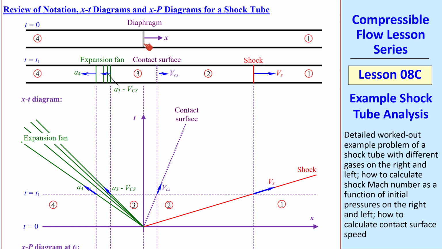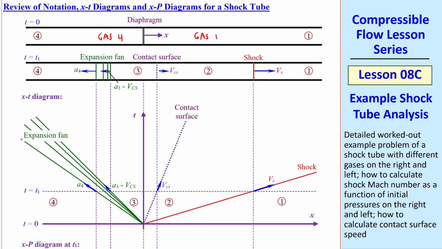We have a long tube separated by a diaphragm with two different gases, one on the left and one on the right. At time t equals 0 plus, this diaphragm bursts, and we assume it instantaneously disappears. This creates a contact surface where everything to the right is gas 1, and everything to the left of the contact surface is gas 4. P4 is higher than P1, so this sudden change of pressure pushes the contact surface to the right and produces a shock that travels down the tube at speed Vs.